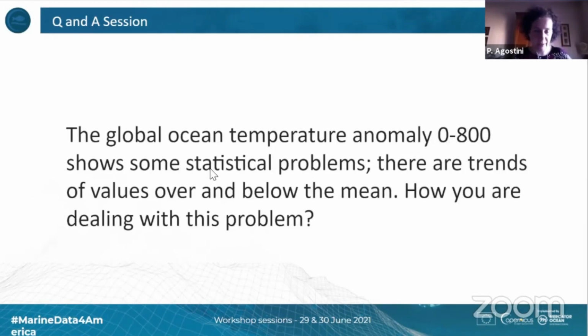Okay, next question is, the global ocean temperature anomaly at 800 meters shows some statistical problems. There are trends of values over and below the mean. How are you dealing with this problem?